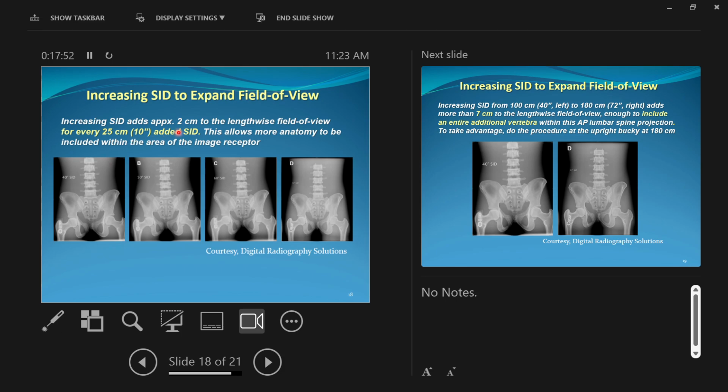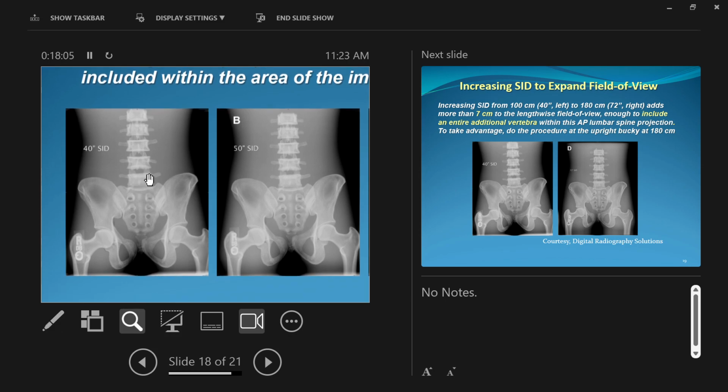Increasing SID adds approximately 2 centimeters to the lengthwise field of view for every 25 centimeters of added SID. Now what you'll notice here, we don't care what the actual distances are, but if you look at this one on the left, right, 40-inch SID, notice part of the hip is just included, right? It's cut off.